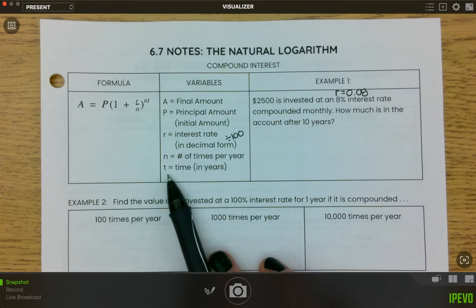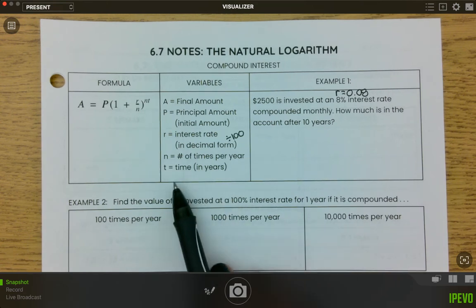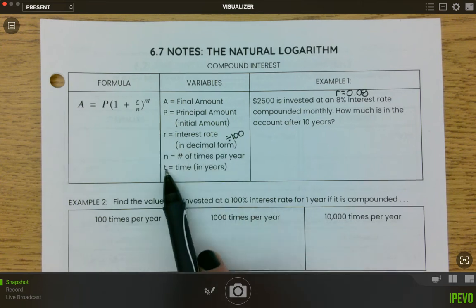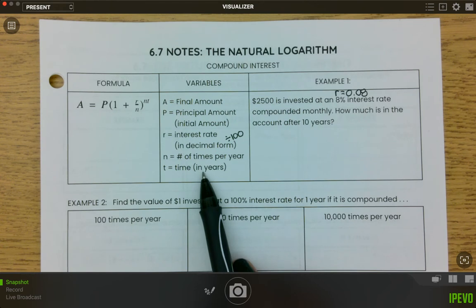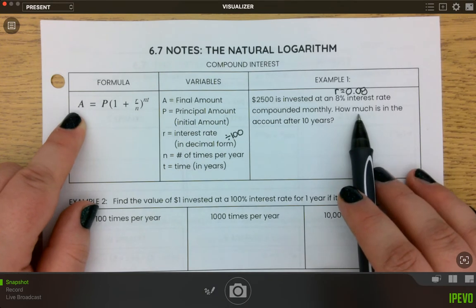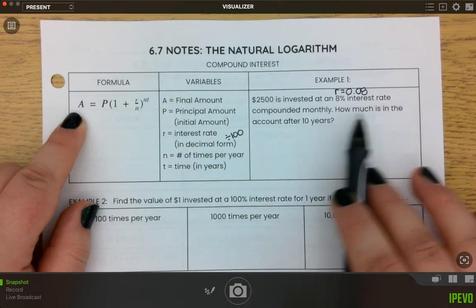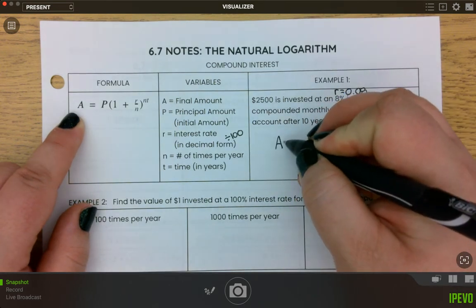Then you have time. T is time, usually in years. That part's not too difficult. We have actually done rate and time before, so those parts aren't new. And basically what we're going to be doing is setting up the equation. So A is the final amount. That's what it is asking us for. How much is in the account after 10 years? So we want to find A.